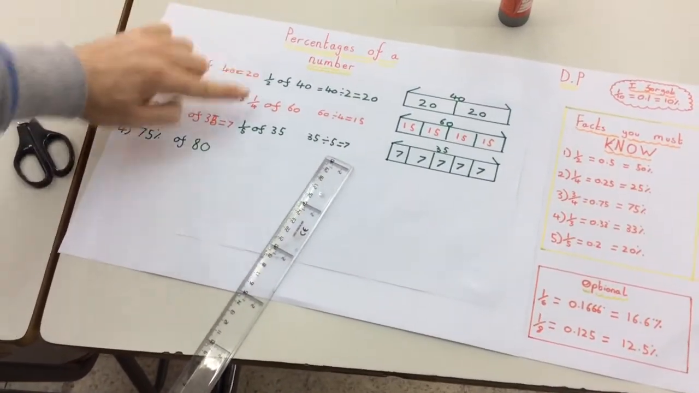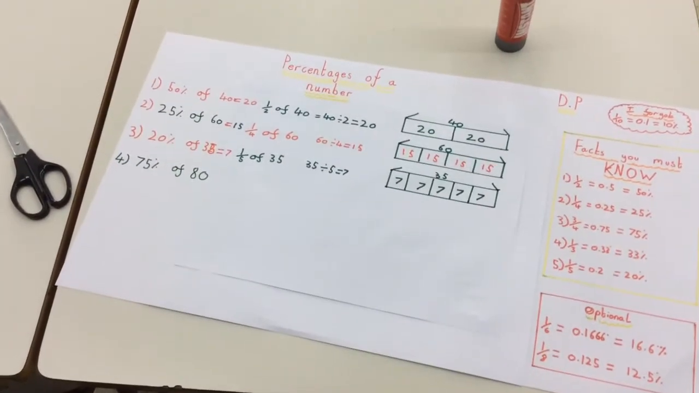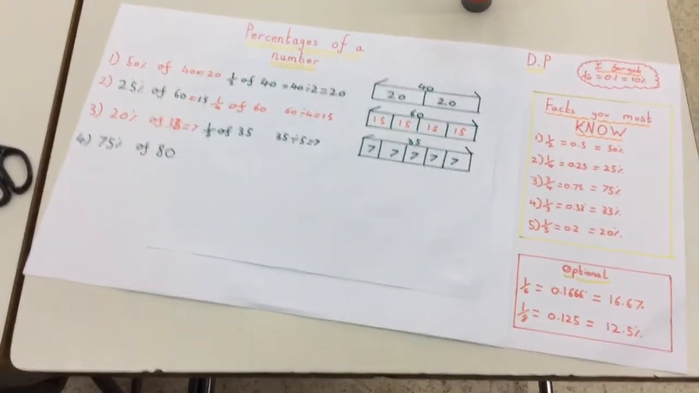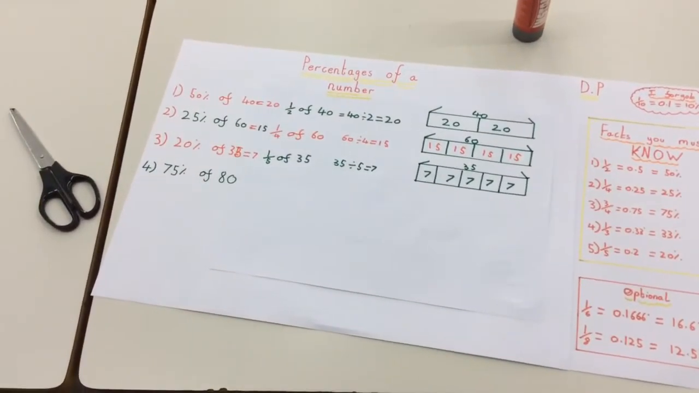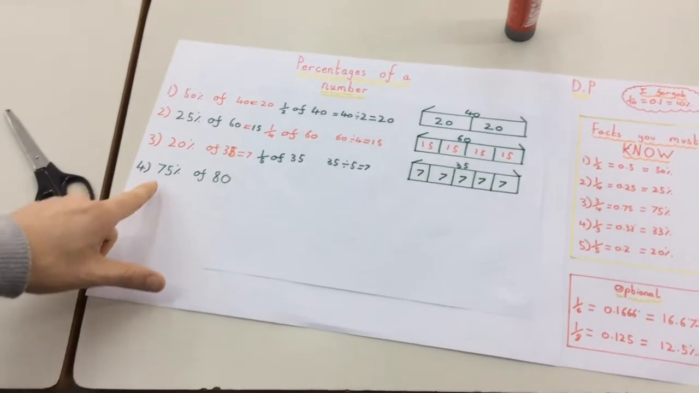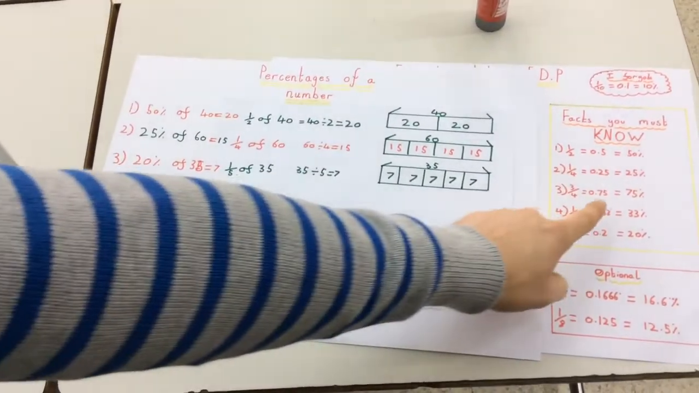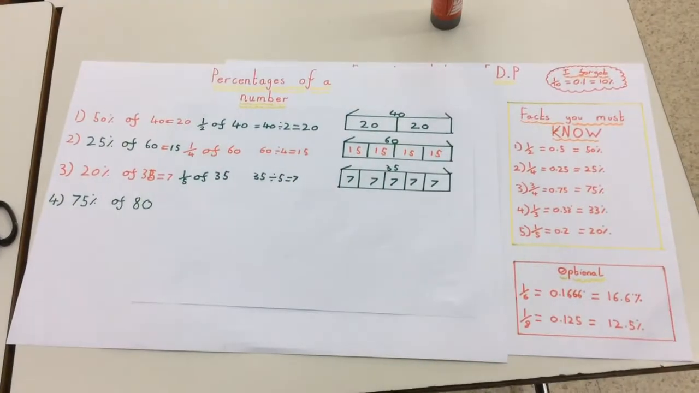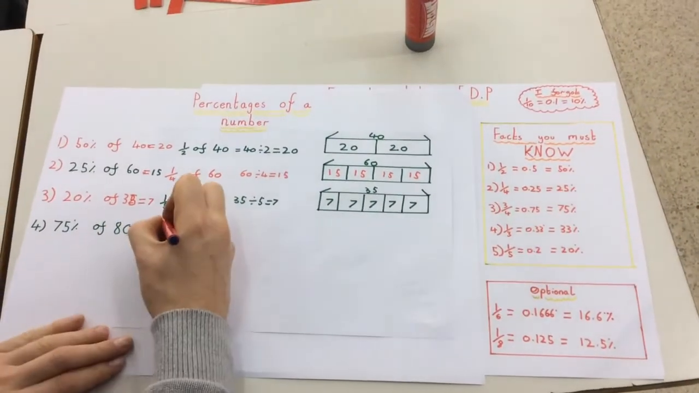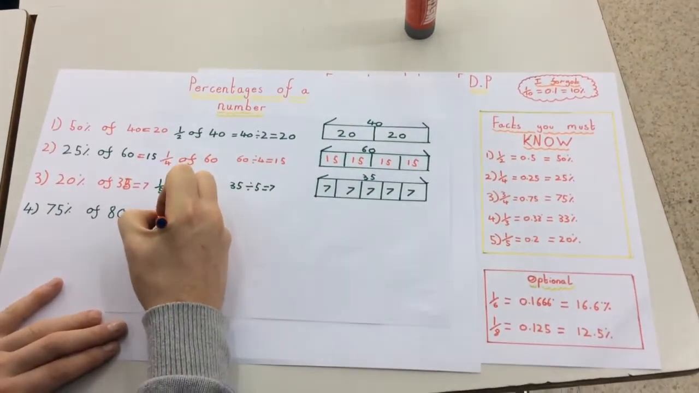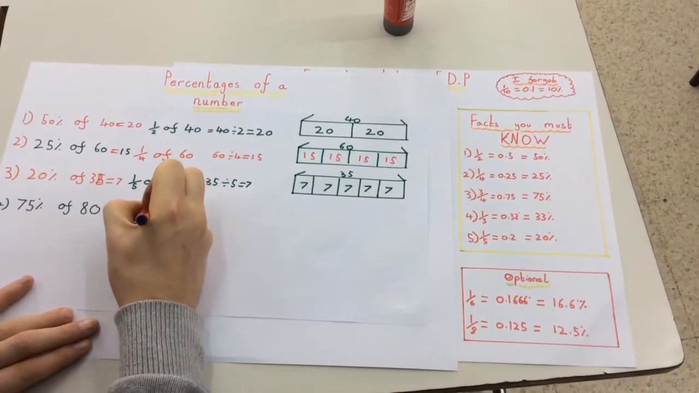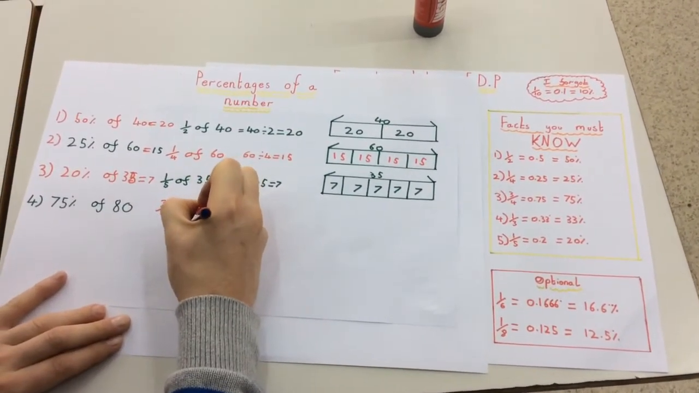Now these have all been what we call unit fractions. Often fractions won't be that, they might be something else. I'm just going to show you one of those now. What we've got here is 75% of 80. And we had to learn that 75% is the same as 3/4. So what I want is 3/4 of 80.